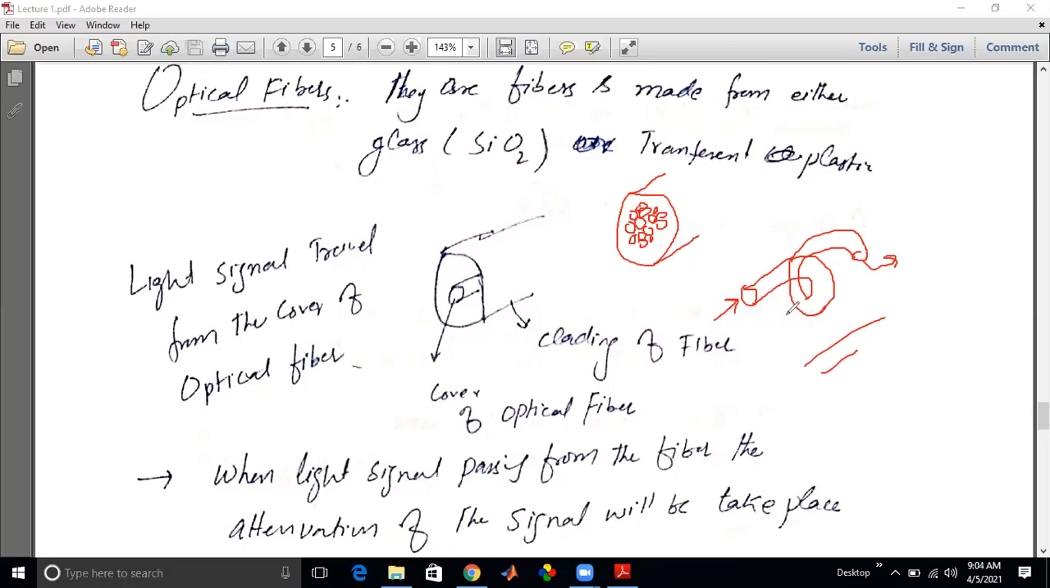And how will the light signal be passed through the optical fiber? It will use the phenomenon called total internal reflection. We will study it, and you may have studied it in your physics class in class 10. So what is total internal reflection? The light signal will pass through the core of the fiber, and this is the cladding of the fiber.